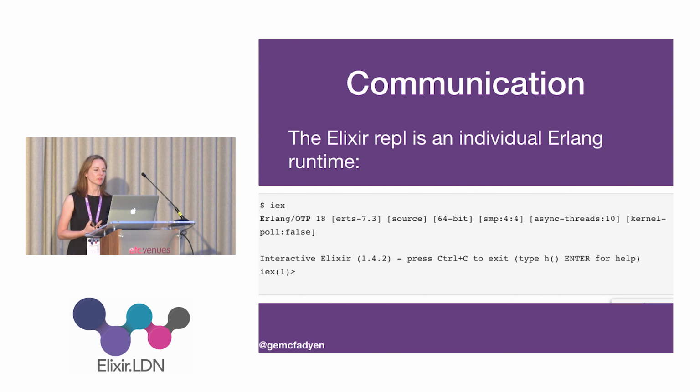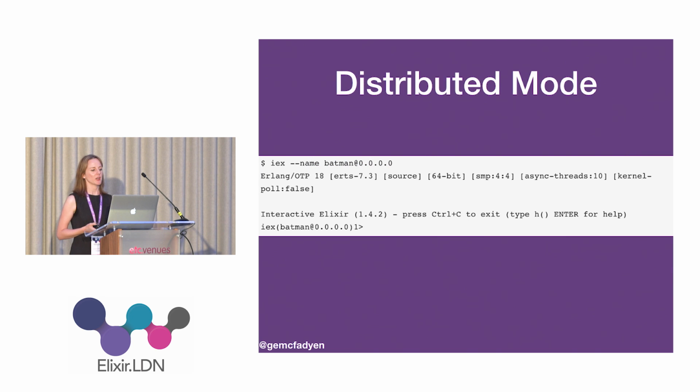So if you imagine you open up an IEx in your terminal, it's an interactive Elixir session, and you can access any code that IEx has access to. If we open up a second session, it has no idea of the first one, and they can't actually communicate. They don't know of each other's existence by default. But we can start them in distributed mode, which will allow us to connect them. And you do that by starting a session with a name, and that gives it an identity.